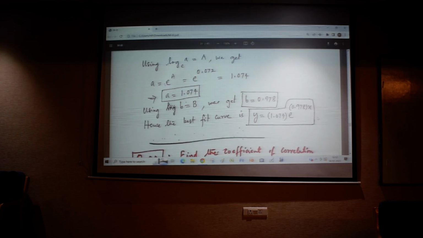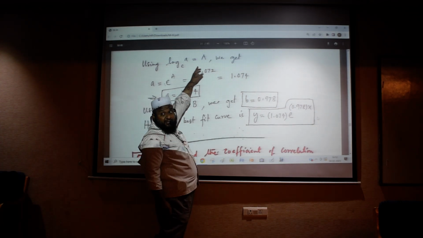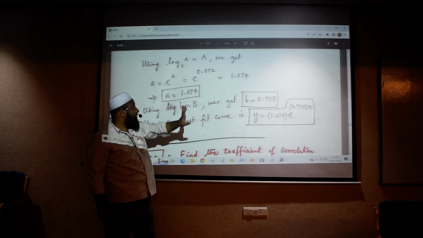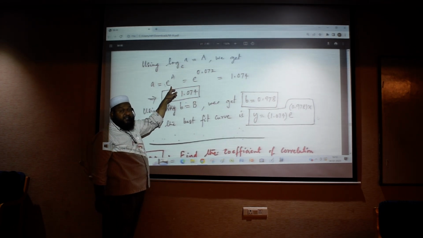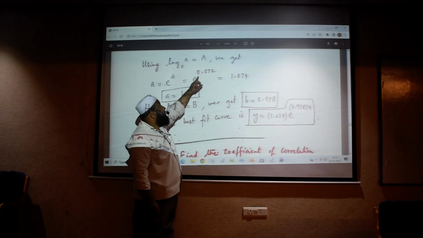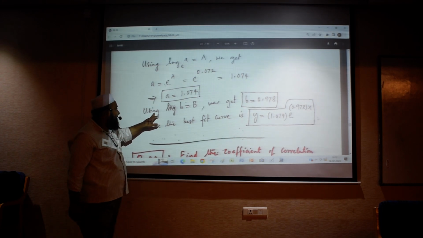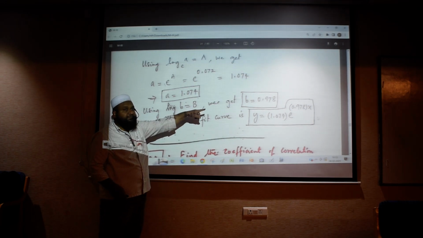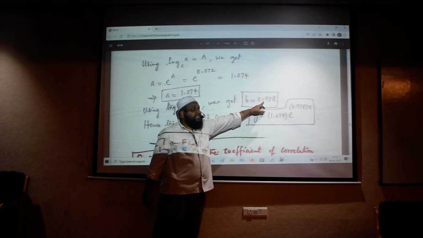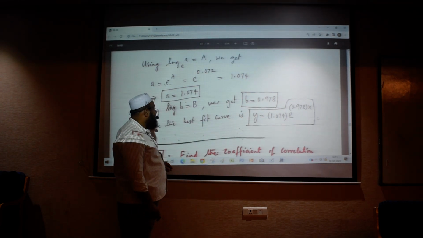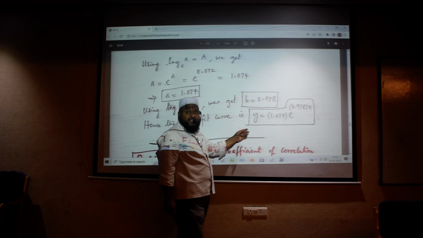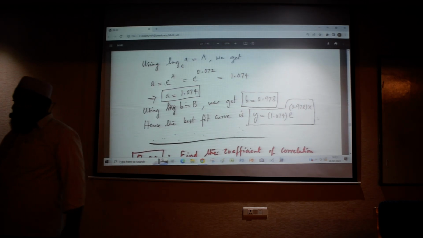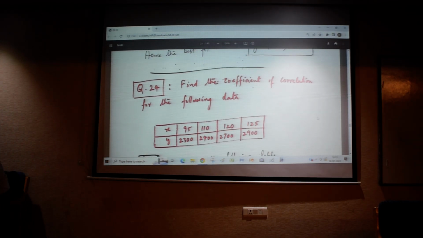Using the logarithm, this was the relation between small a and capital A. So small a is equal to e to the power of capital A, and small b is the same as capital B. So doing this, small a is equal to e to the power of capital A, finally this. Capital B value was this one, so that is the same as small b. Hence the best fit curve is y is equal to a into e to the power of bx. That was the form of the curve.